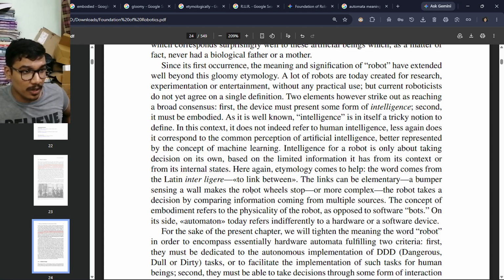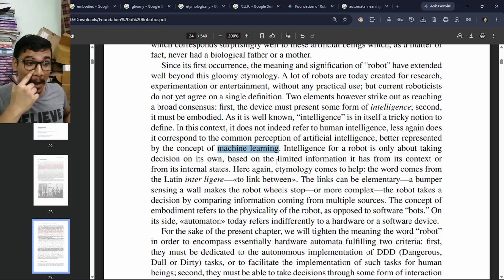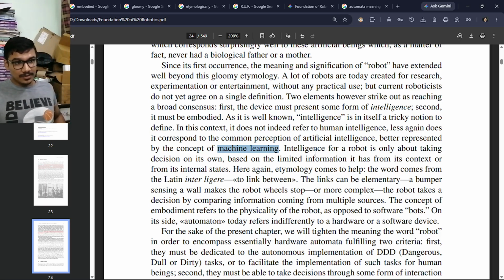As is well known, intelligence itself is a tricky notion to define, and this context does not help. Thus again, this corresponds to the common perception of artificial intelligence, better represented by the concept of machine learning. Intelligence for a robot is only about taking decisions on its own based on the limited information it has from its context or from its internal states.